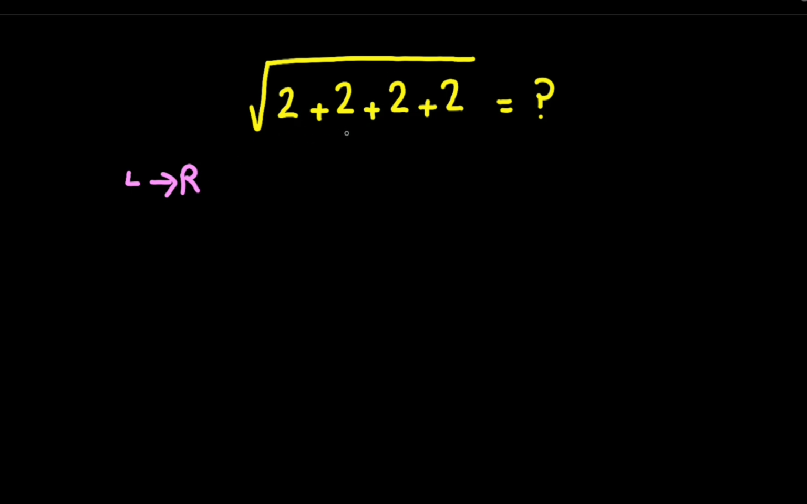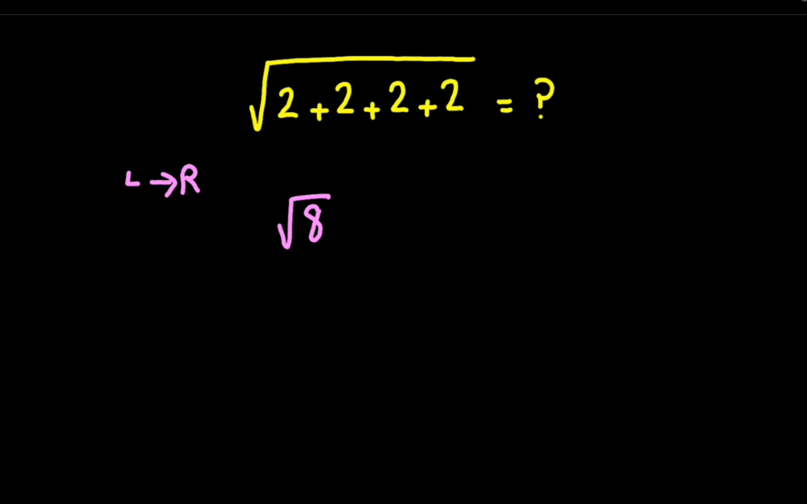2 plus 2 gives us 4. 4 plus 2 gives us 6. And 6 plus 2 gives us 8. Now we can write this expression like this: radical 8.